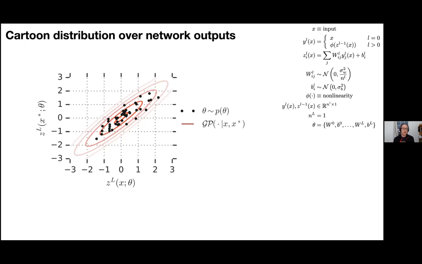And if you draw theta from its prior over and over and over again, then each single draw of theta is a sample from the distribution. But if you look at all possible values of theta, then you get the continuous distribution, which is what's indicated here by the red curves. And maybe closely connected to that, and this may have been what you were asking. So here we're plotting ZL for one value of X against ZL for another value of X.